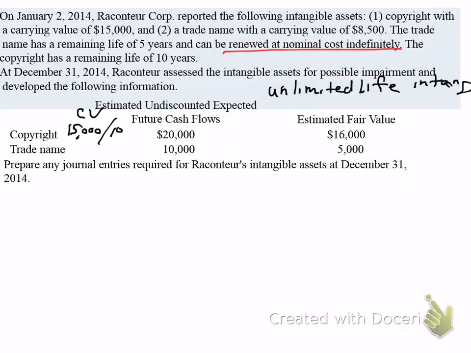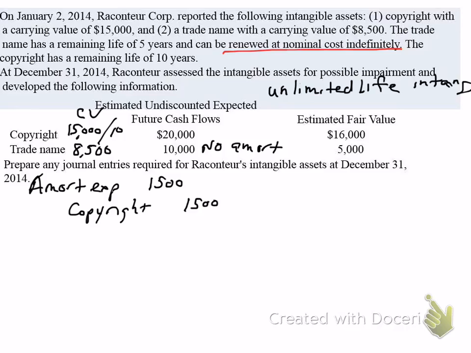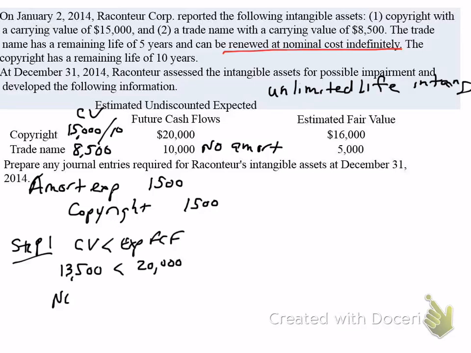Okay, so the copyright, they tell us it has a carrying value of $15,000, 10 years remaining life. The trade name has a value of $8,500, and because it can be renewed indefinitely, it has no life, so there's no amortization associated with that. So for the copyright, we have to amortize for the current year, so amortization expense and copyright, $1,500. Then we check step 1, the carrying value of $13,500 less than the expected future cash flow. Yes, it is. So there's no impairment and you're done.